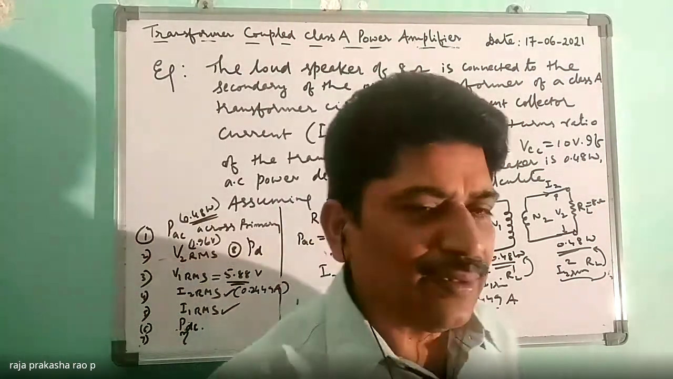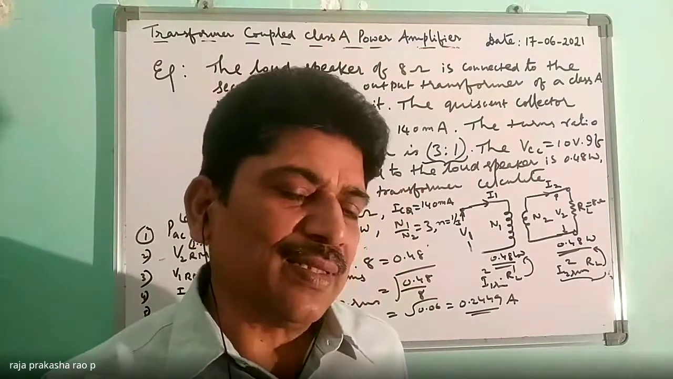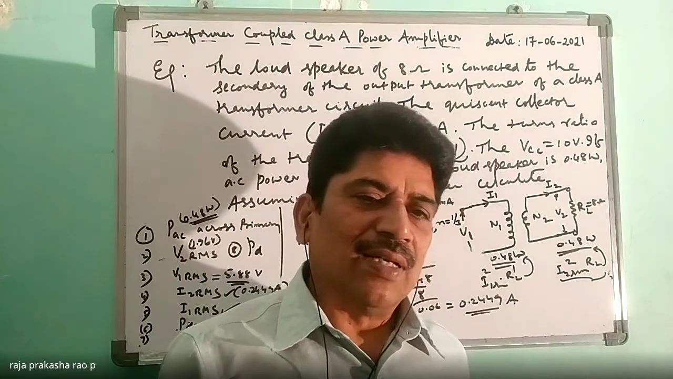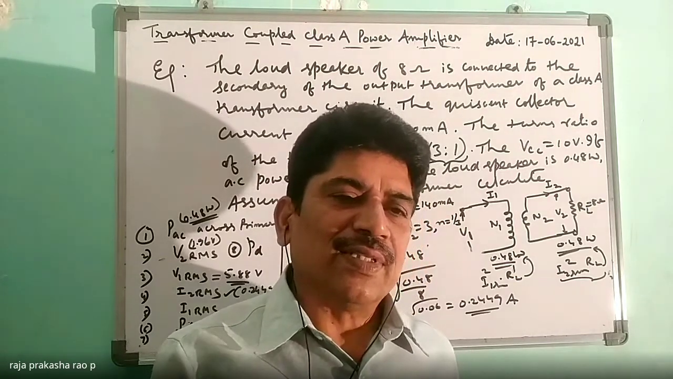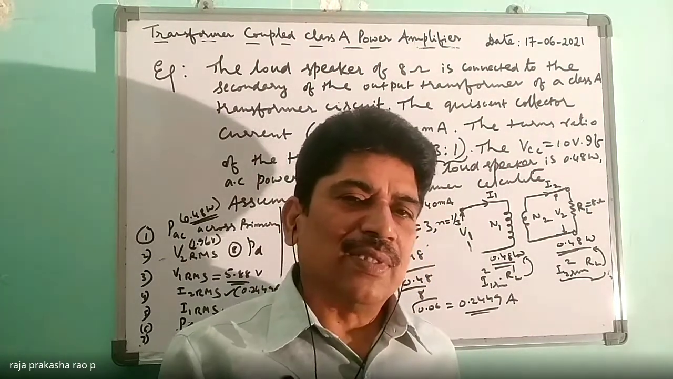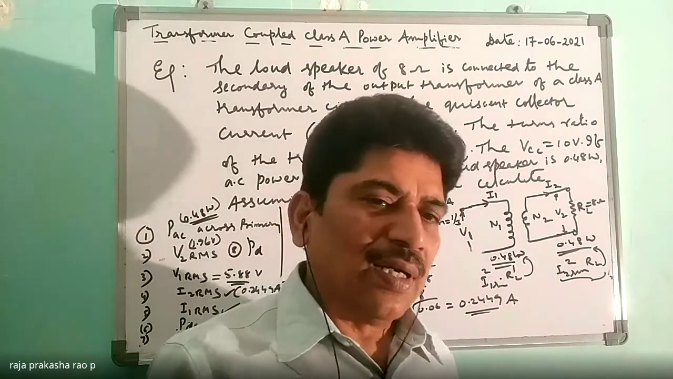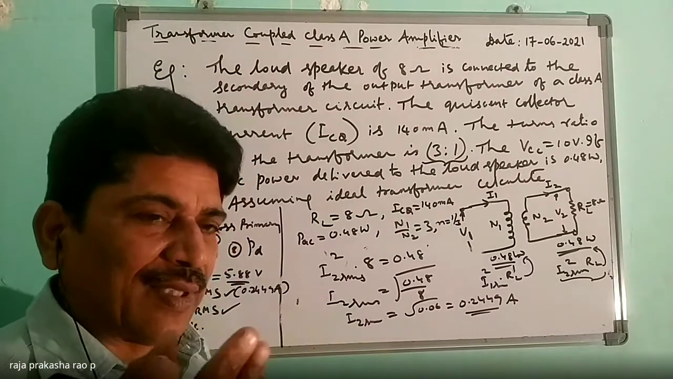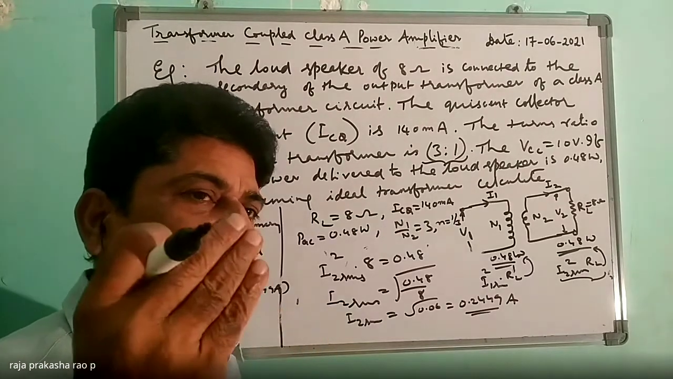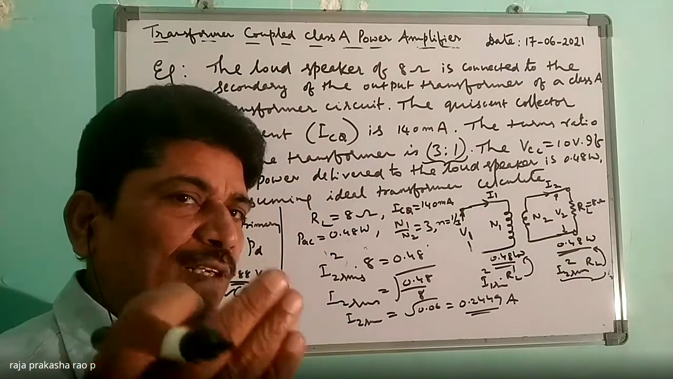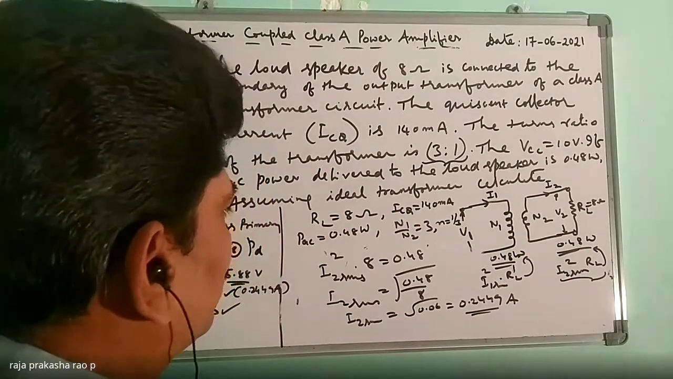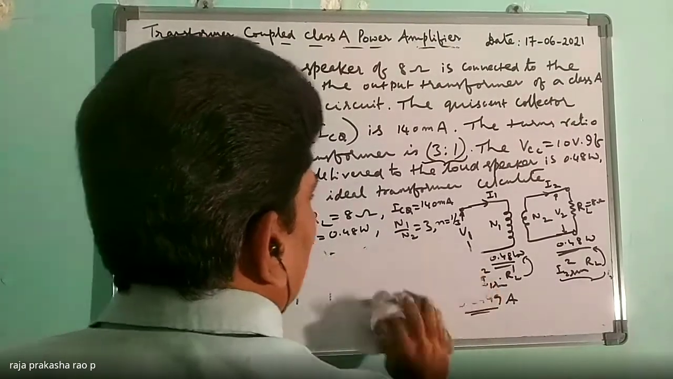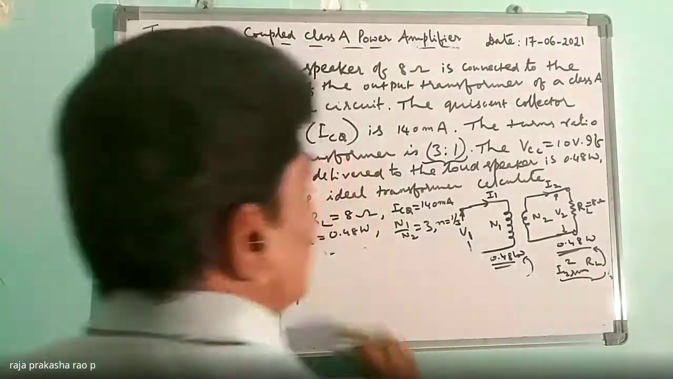Then how to find out I1 RMS? At least tell me this. How to find out I1 RMS? Just by using the transformer equation, you can find out I1 RMS. Since we already know I2 RMS, you use that equation: I1 RMS by I2 RMS is equal to N1 by N2, or rather, for currents it is reversed. I1 by I2 is equal to N2 by N1, right? Use that formula. We know I2 RMS. Let us find out I1 RMS now.